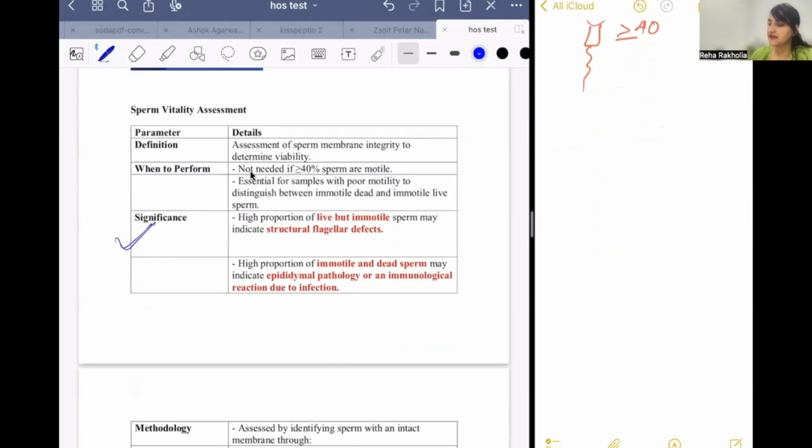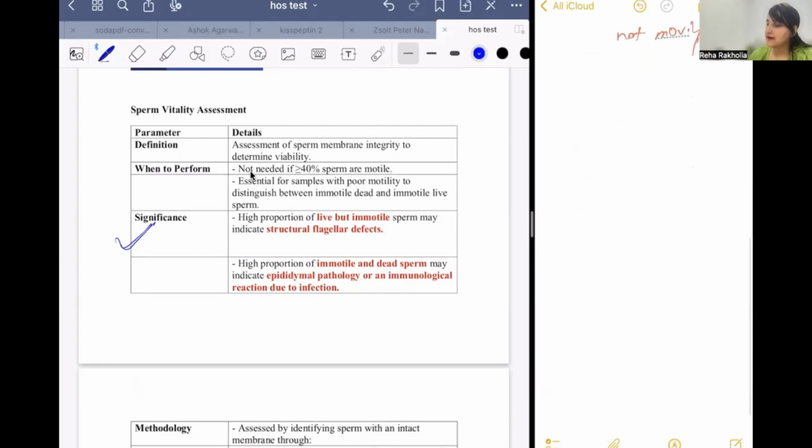What is the significance? If many sperm are alive but cannot move, it might be due to a tail defect. The tail of the sperm is defective, and because of that the sperm are alive but not moving.